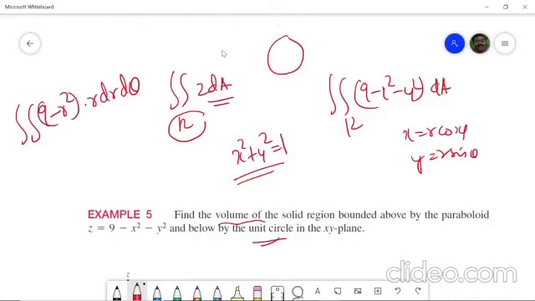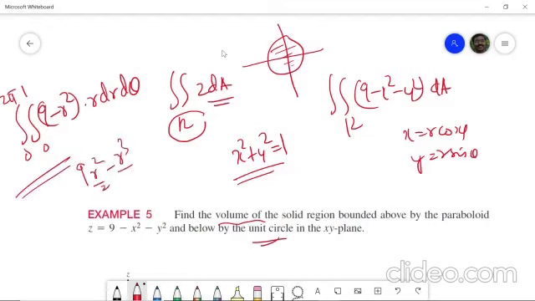So what is the variation for the unit circle? It's the volume of the solid region, so this entire circle would be there. So your r is varying from 0 to 1 and your theta is varying from 0 to 2 pi. So that's a straightforward calculation. Now you can evaluate this. It's simply 9r square by 2 minus r cube by 3 in the limits 0 to 1, d theta, integral 0 to 2 pi.